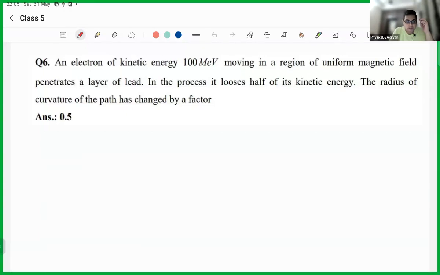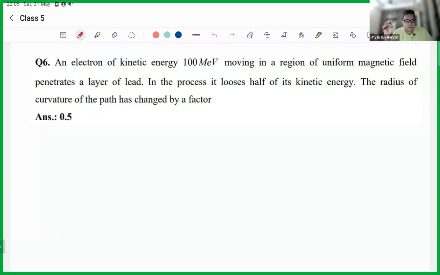Yesterday we started with magnetic field, motion in a magnetic field. We saw three cases. Number one: what if the velocity is parallel to the magnetic field? Then we have a straight line motion. What if the velocity is perpendicular to the magnetic field? Then we have a circular motion. And what if the velocity is in between? Then we have a helical motion, right?